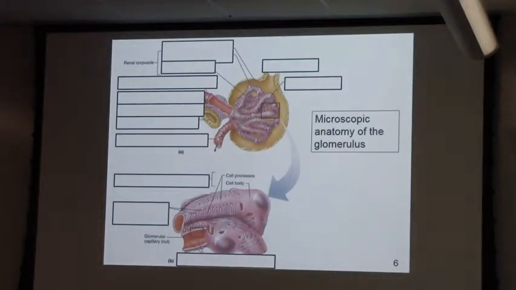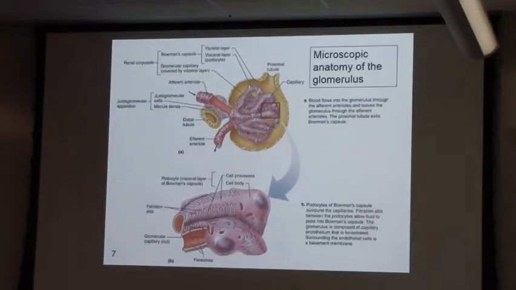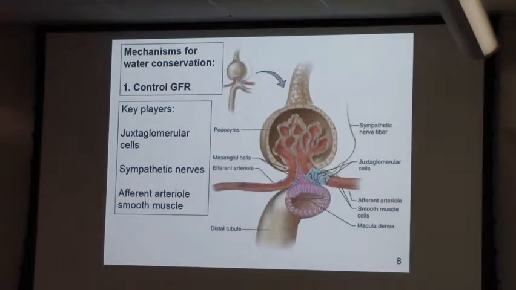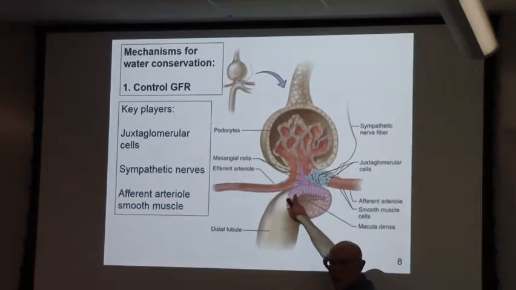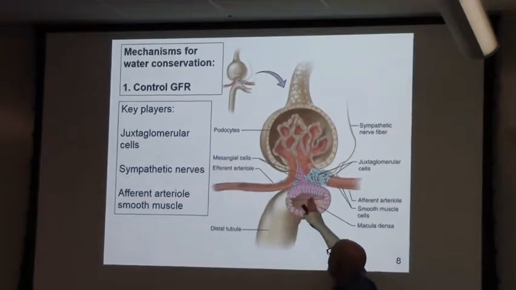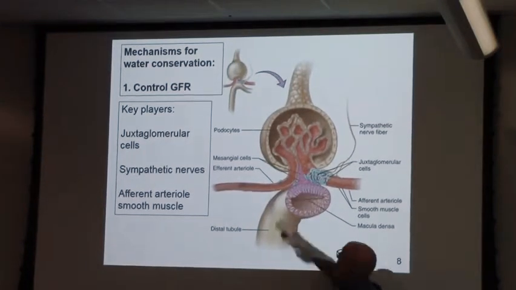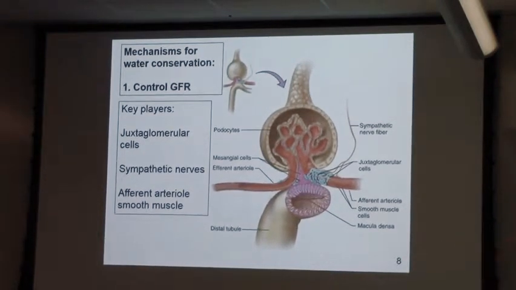We kind of already did this, podocytes. So let's skip this one. This is what I was illustrating. The macula densa are the cells of the distal tubule that make contact with the juxtaglomerular apparatus.